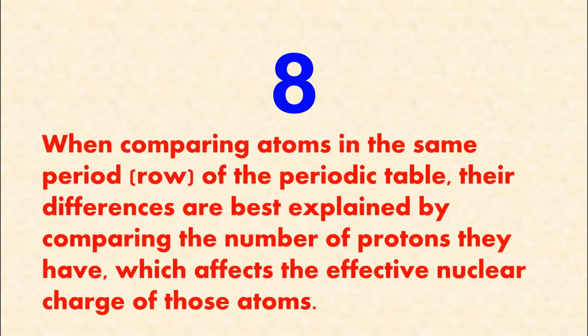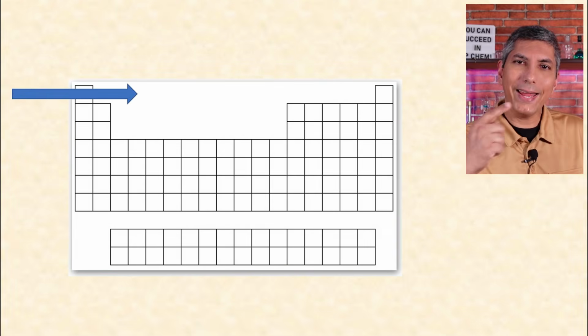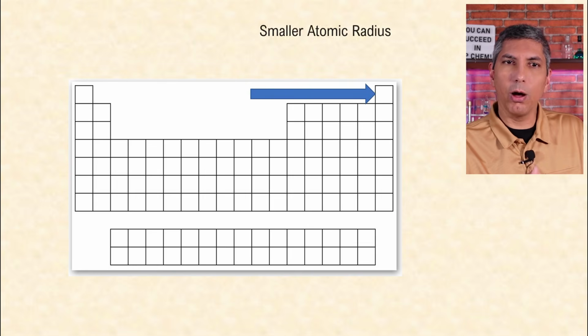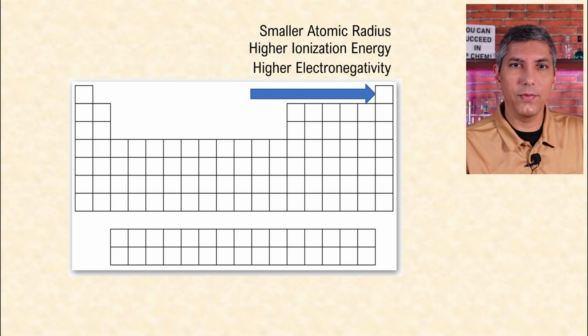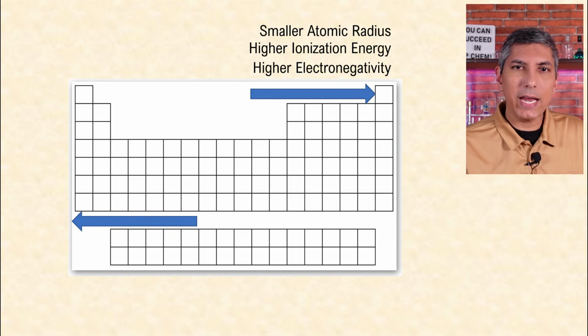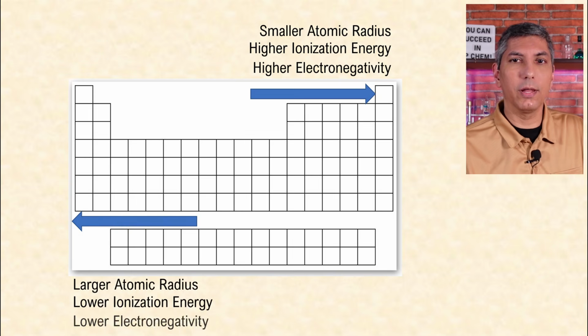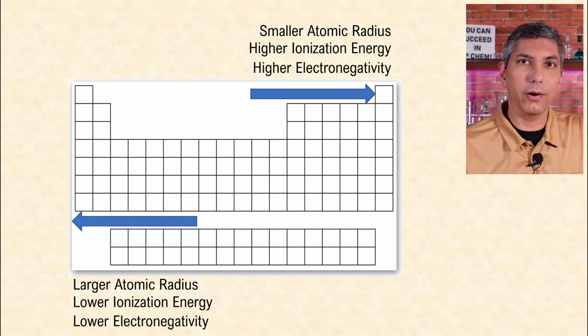Number 8. When comparing atoms in the same period, or row of the periodic table, their differences are best explained by comparing the number of protons they have, which affects the effective nuclear charge of those atoms. Generally speaking, as you move toward the right on the periodic table, atoms have a smaller atomic radius, a higher ionization energy, and a higher electronegativity. And as you move toward the left, atoms generally have a larger atomic radius, a lower ionization energy, and a lower electronegativity. The main reason is their number of protons and nuclear charge.